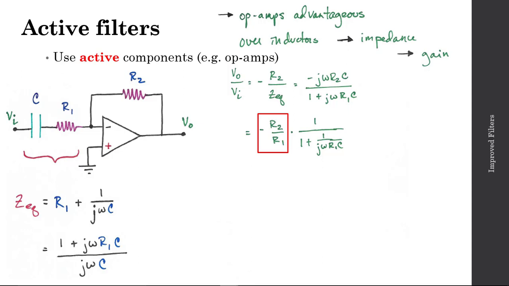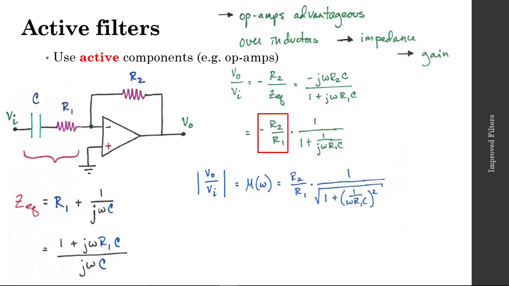Since we're ultimately interested in the performance of this filter, let's take a look at the magnitude ratio. The magnitude of V out divided by V in, that'll be equal to my magnitude ratio, which will be a function of an input frequency omega. This is equal to R2 divided by R1 times 1 divided by the square root of 1 plus the quantity 1 over omega R1 C squared. One thing that we see is this 1 over omega R1 C term. So as a result, our cutoff or corner frequency, omega C, will be equal to 1 over R1 C.